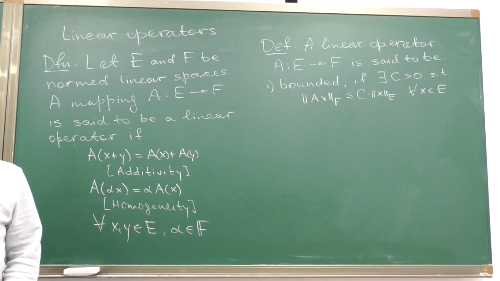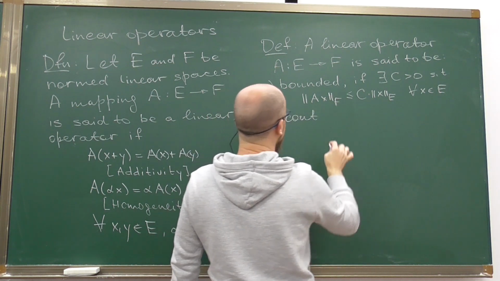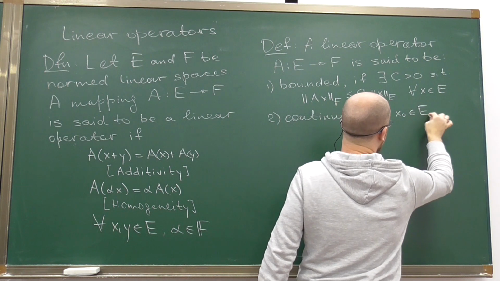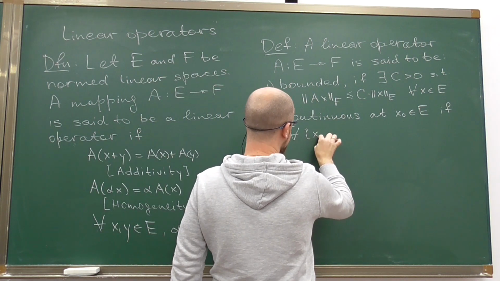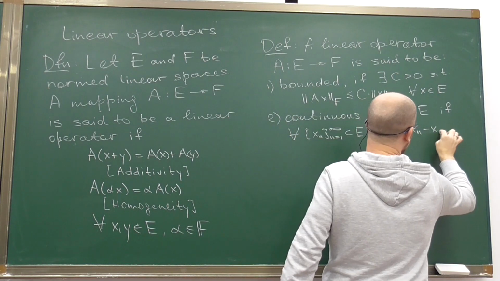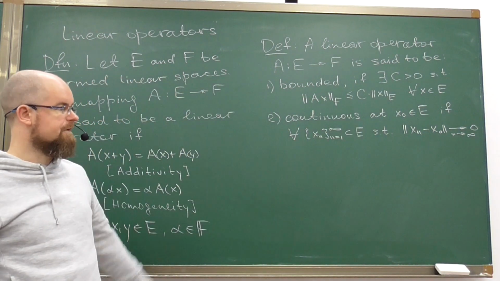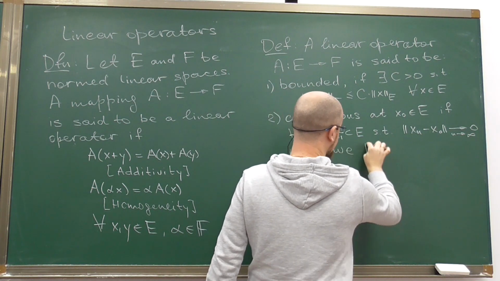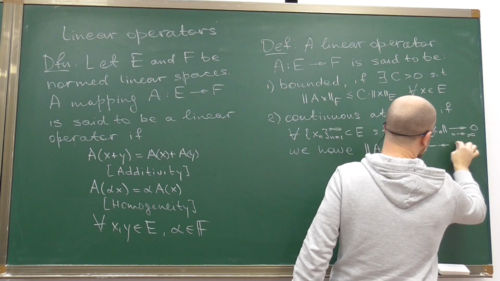The second property we are interested in is continuity. We will call a linear operator continuous at some point x naught in E if for every sequence xn in E such that the norm of the difference xn minus x naught tends to 0, which means in particular that xn converges to x naught, we have that the norm of Axn minus Ax naught tends to 0 as well.